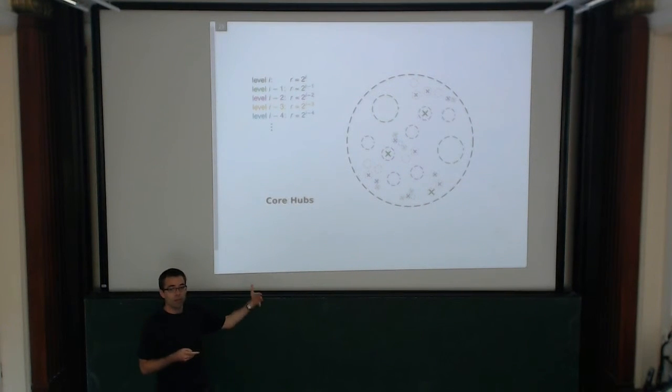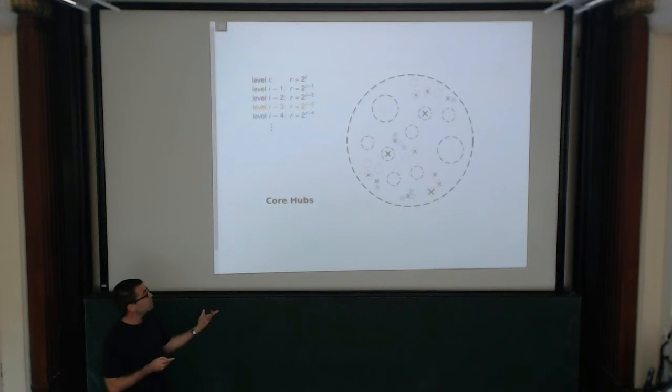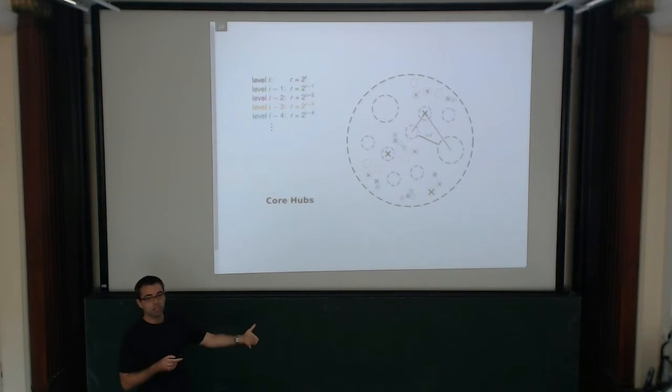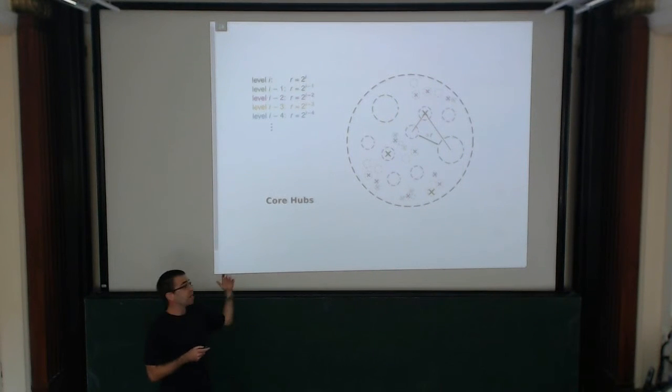And they have some nice properties. For one thing, it's a subset of the hubs, but still, I can show that any shortest path that goes through two subtowns will actually pass through one of the core hubs. So I didn't remove too many hubs, basically. And the reason for this is that I have this minimum distance between towns. Okay, that's the idea.